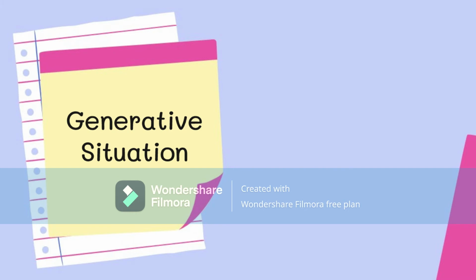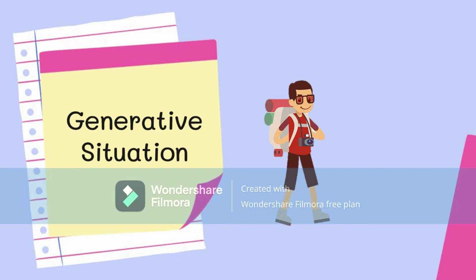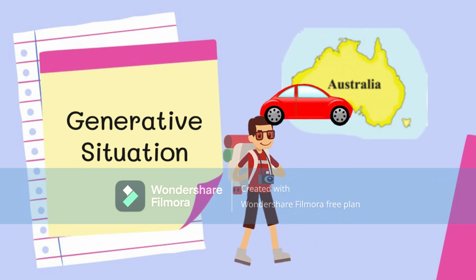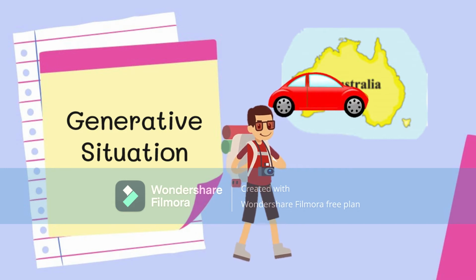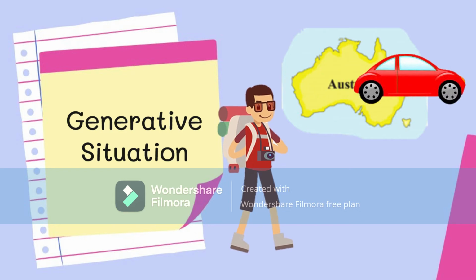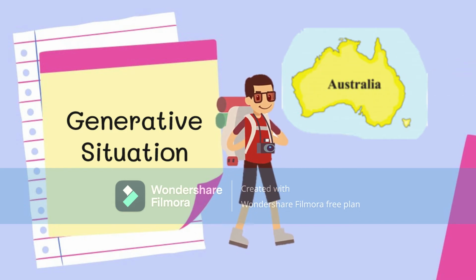Here is an example scenario. We have a character named Andy, a traveler. Andy has decided to drive across the Australian desert from the east to the west. So, what do you think are the preparations a person would need to make for such a journey?